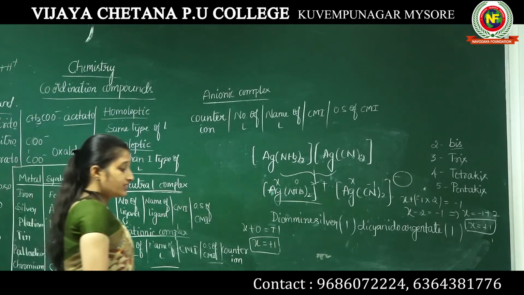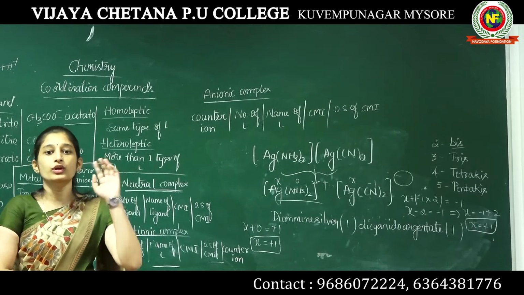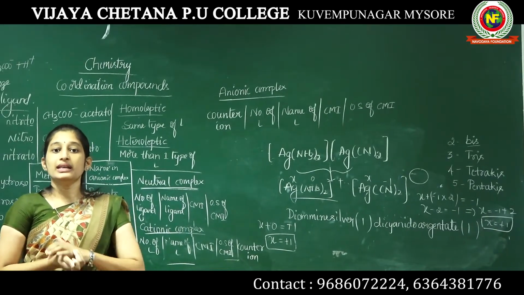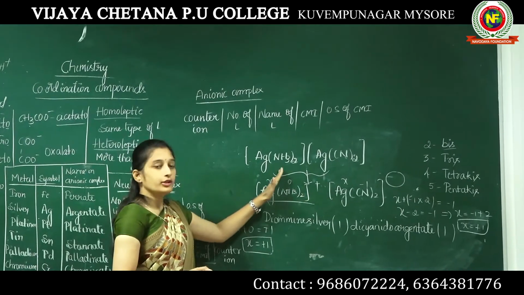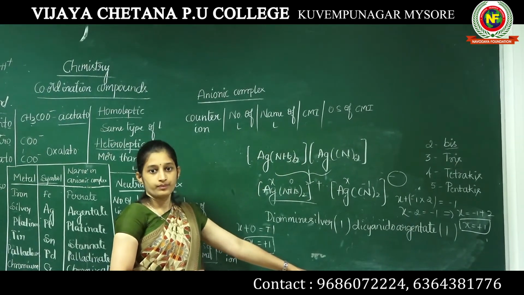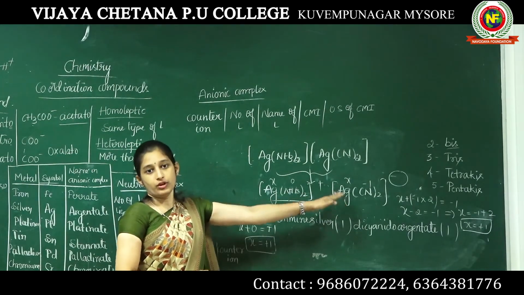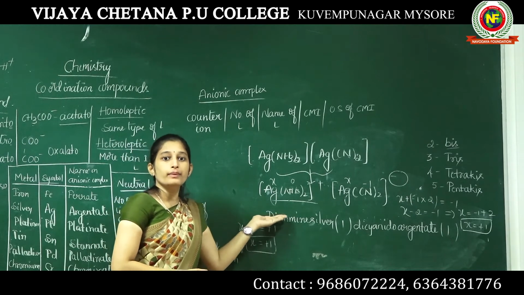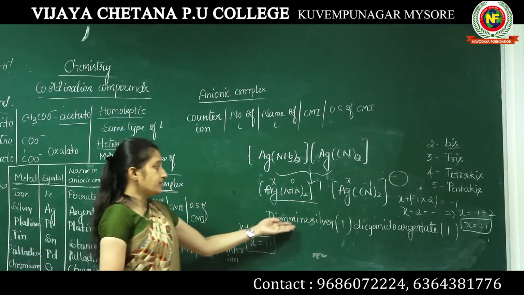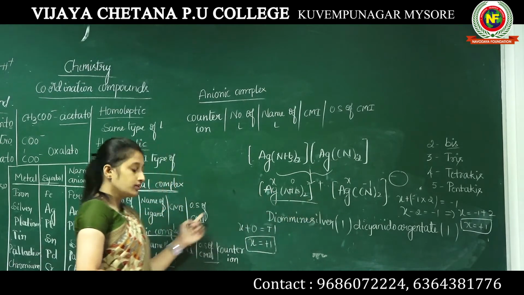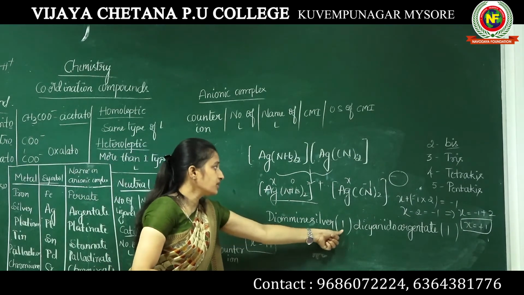Simple. Just try to understand. In the previous case, one simple ion, one complex ion. But here, both are complex. First, we are going to ionize this. This is positive, this is negative. Positive complex, negative complex. Positive complex means this rule applies. Cation. Number of ligands is di, ammine, silver, oxidation state 1.